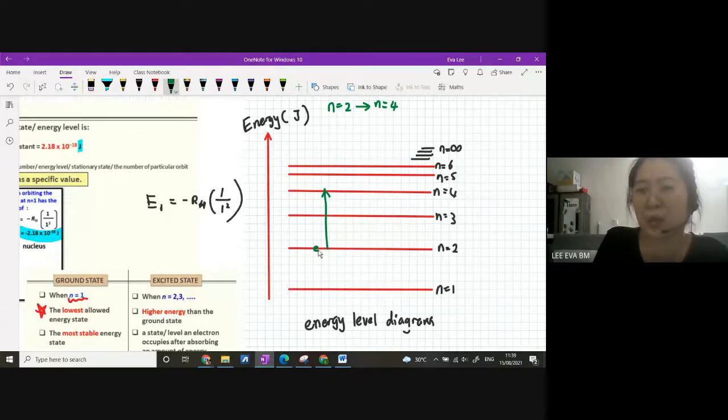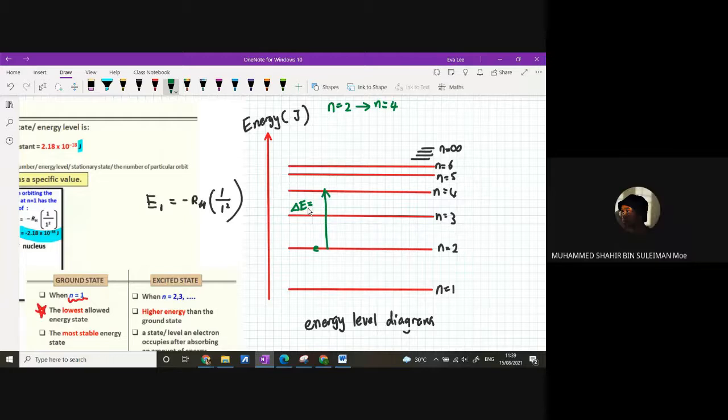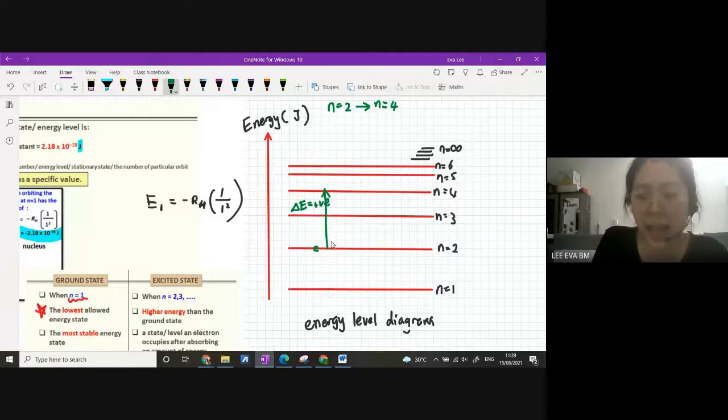Untuk E ni tak payah lukis, ini untuk madam terangkan saja. Awak cuma kena lukis line ni saja. So when you see this transition, it represent the electron move from n equals to 2 to n equals to 4. So yang ini naik tangga. Delta E, dia positif ke negatif? Absorption, delta E value positif ke negatif? Positive, because you need energy to excite the electron.